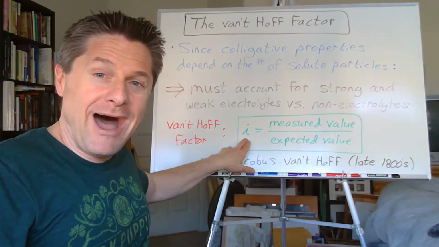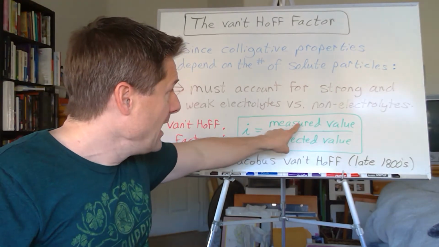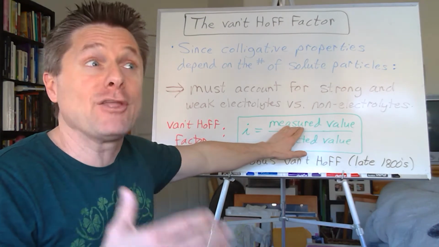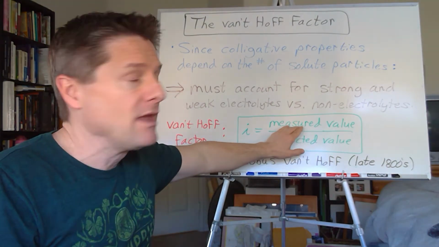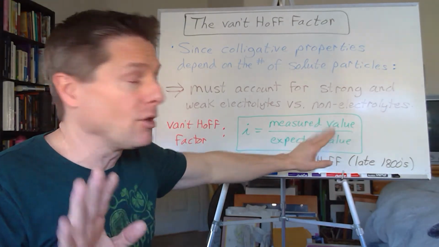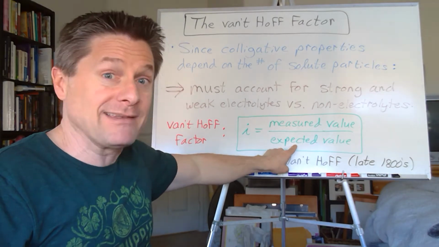So this little letter i accounts for the type of electrolyte. And what Svante Arrhenius put that as was the value he measured in a laboratory, whatever the value was, boiling point elevation, vapor pressure lowering, doesn't matter, divided by the expected value. So this is what he expected, that's what he measured.